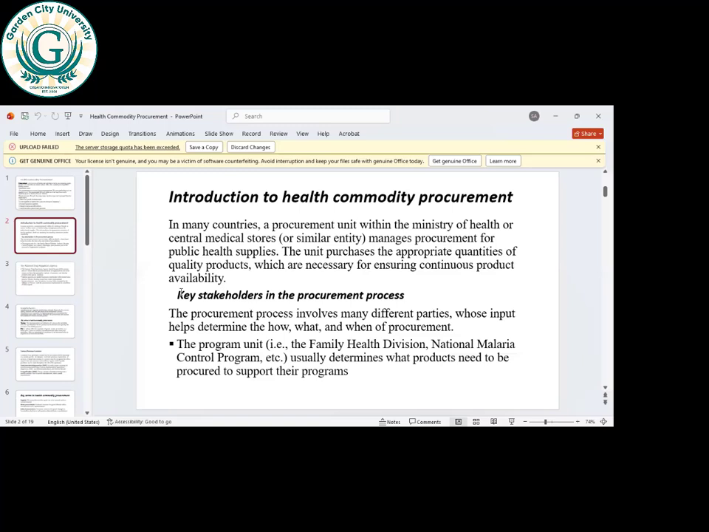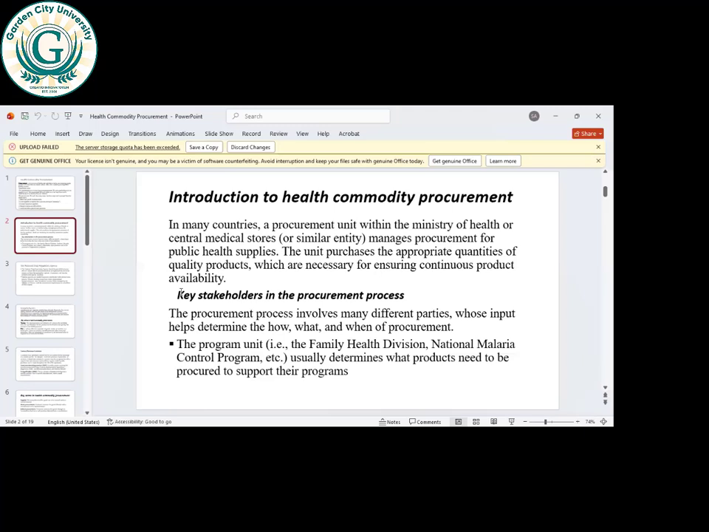They only play a role. Their role is to ensure that the items that you have requested, they get it for you. So more of intermediaries. So let us look at the key stakeholders in the procurement process. The procurement process involves many different parties whose input helps determine the how, what, and when of procurement.